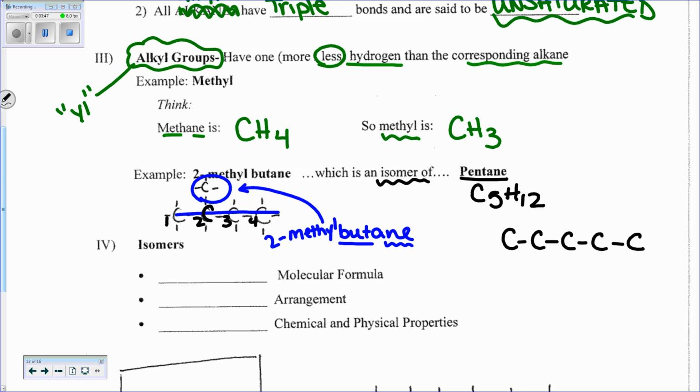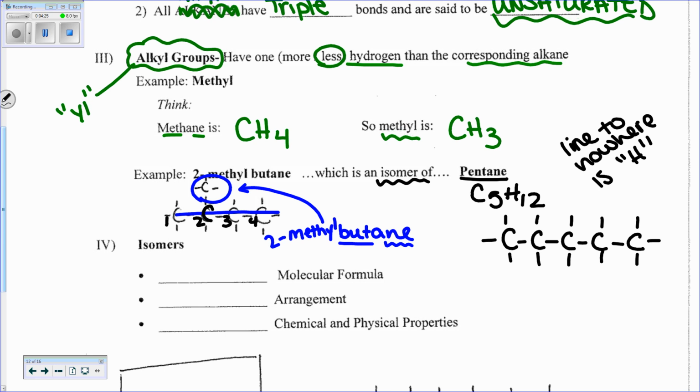I can draw that with 5 C's. It ends in ane. Now here's where I'm going to tell you that you don't actually have to put your H's on. As long as you draw lines, you don't have to write all the H's in. So if I go like this, and I have 1, 2, 3, 4, 5, 6, 7, 8, 9, 10, 11, 12 lines going to nowhere, a line to nowhere is an H. So that's important to know.